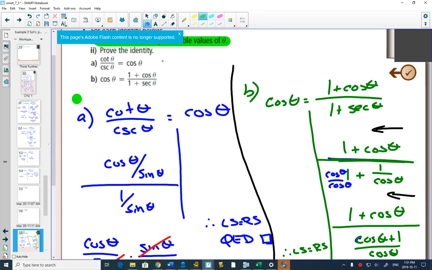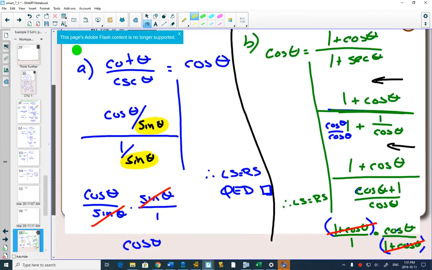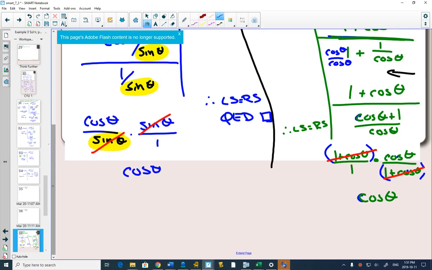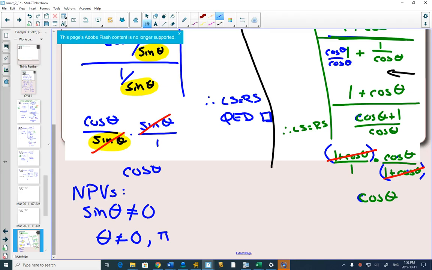So I'll take out my highlighter again. Can you see that you're dividing here? Can you see that you're dividing here? You are dividing here. When we change it to sine and cos, what are we dividing by? We're dividing by sine. So for our non-permissible values for A, sine of theta can't equal 0. Does sine ever equal 0? Yes, that's on your pie plate. When is sine equal to 0? At 0, at pi, at 2 pi. That's once around the circle.